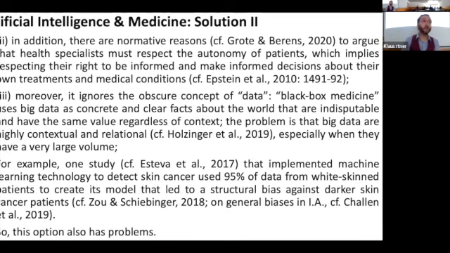So, any other comment, or should I go to the next solution?